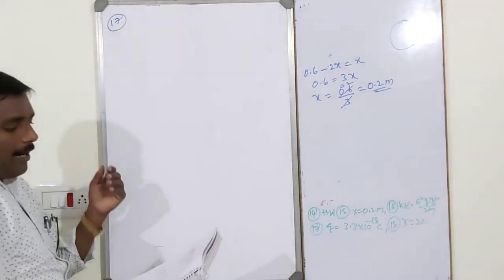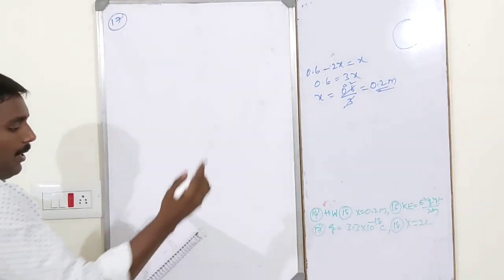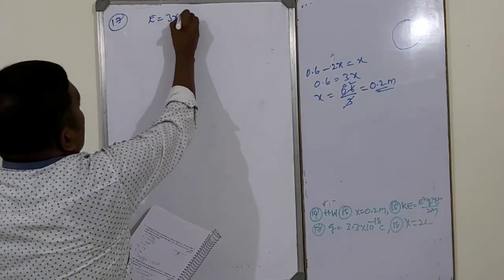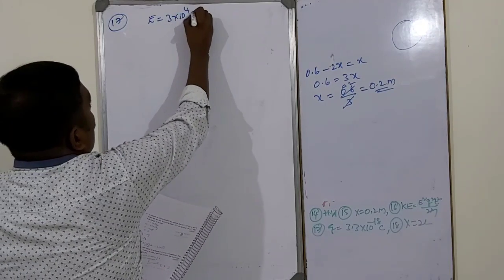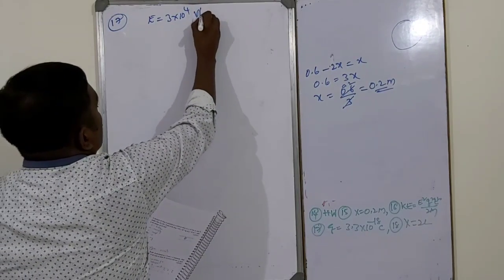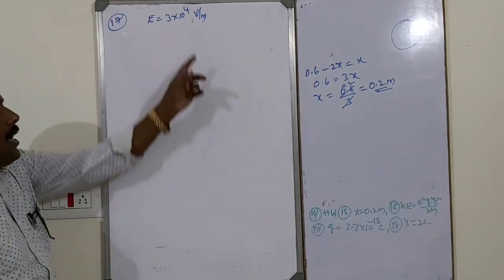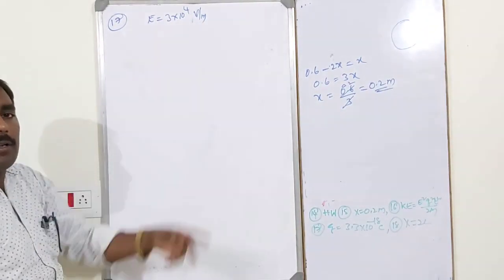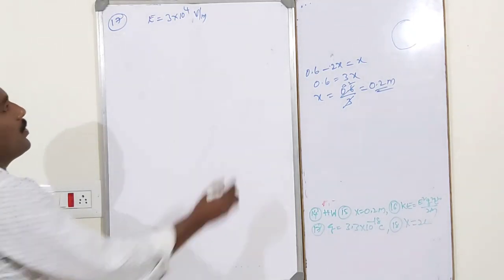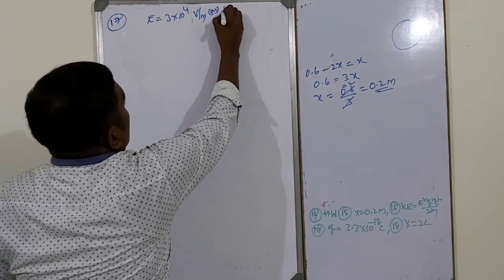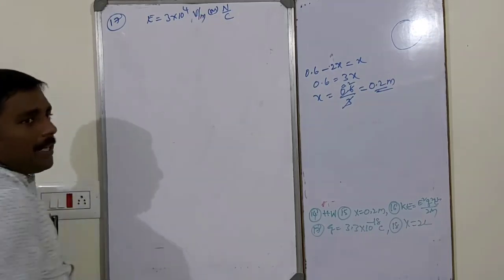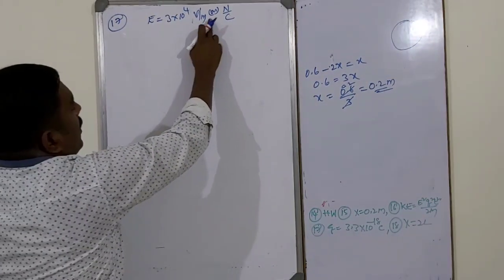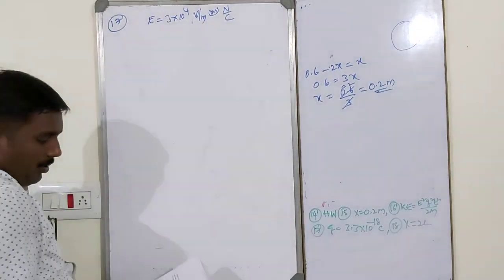A charged oil drop is suspended in a uniform electric field E equal to 3 into 10 power 4 volt per meter. Volt per meter is an SI unit of electric field, students. Newton per coulomb is also an SI unit. Volt per meter will come in our next chapter. The SI unit of electric field is volt per meter or Newton per coulomb. Okay, that is electric field.